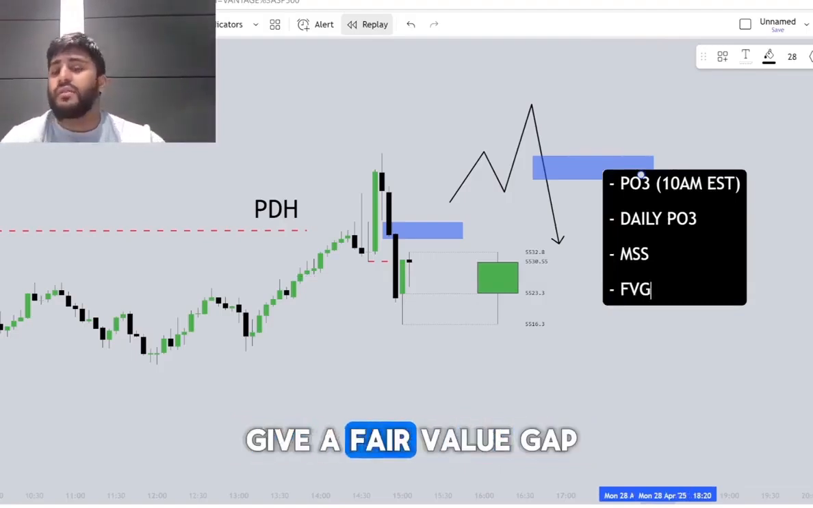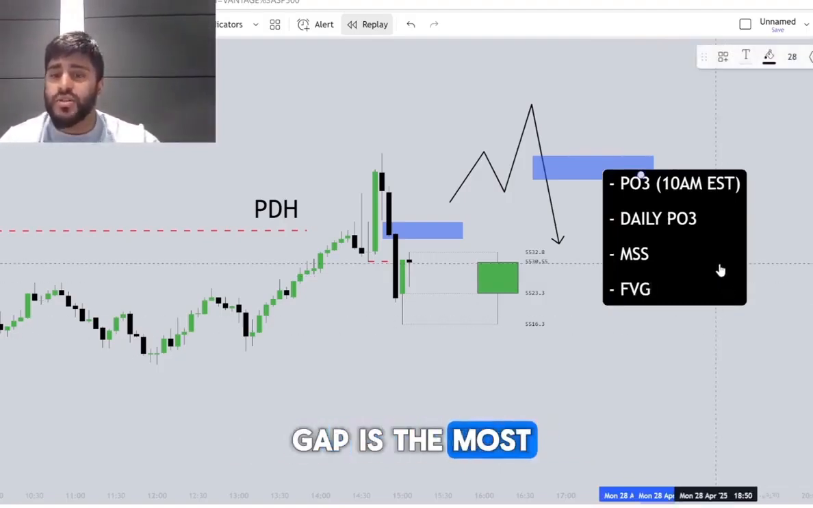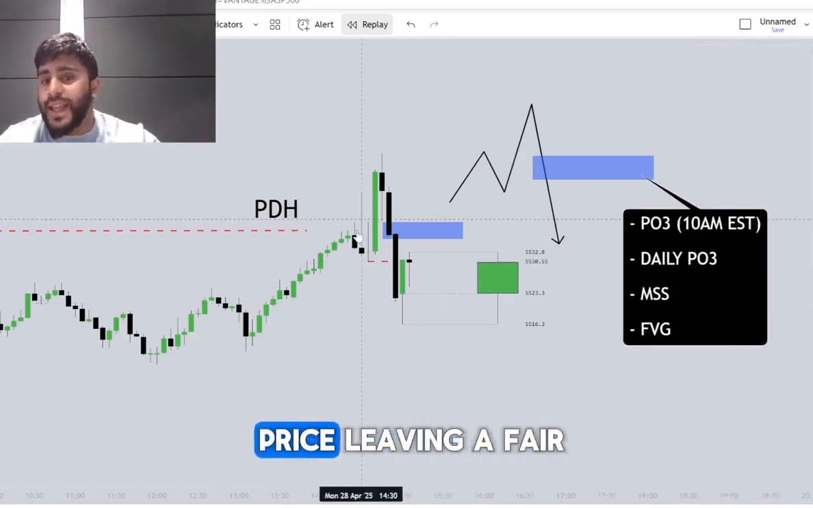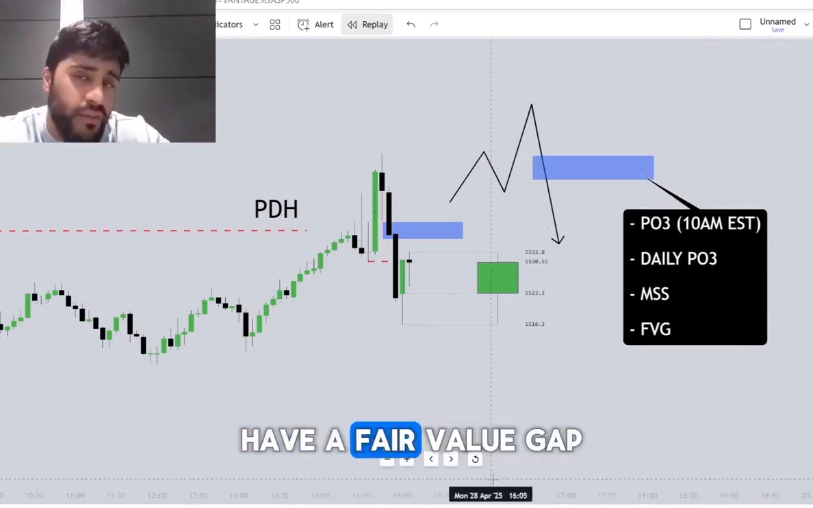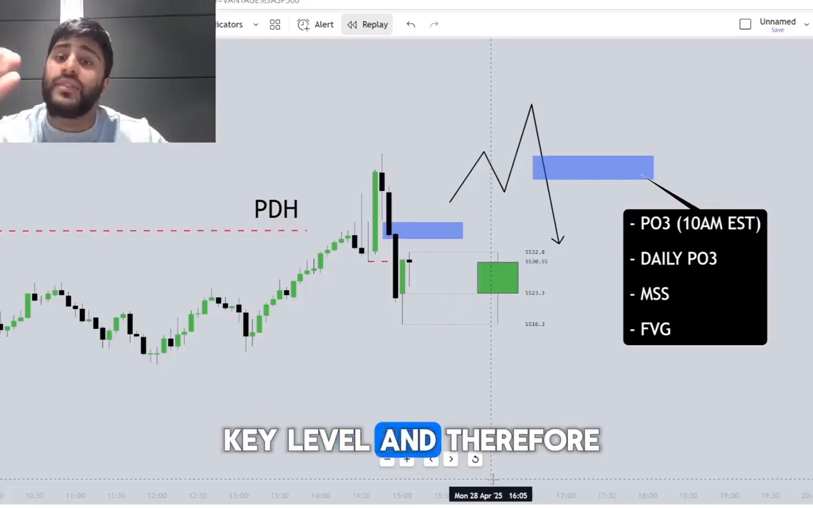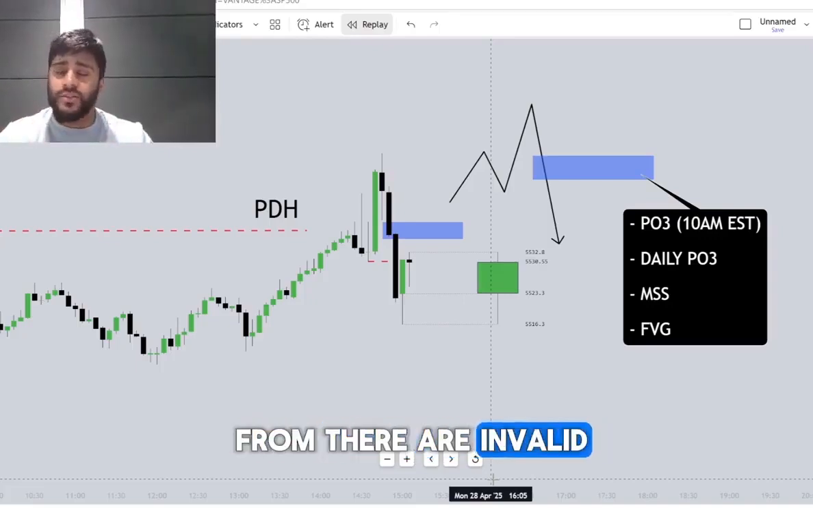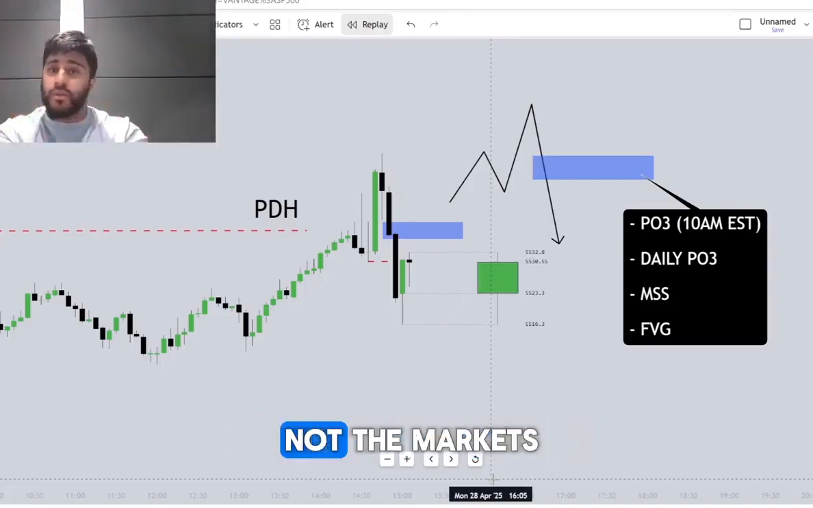I want to see price give a fair value gap. And the fair value gap is the most important thing. We can see price leaving a fair value gap. If you don't have a fair value gap, that is not a key level, and therefore any trades you take from there are invalid. So the losses are your fault, not the market's.